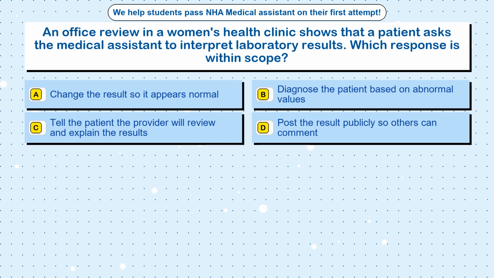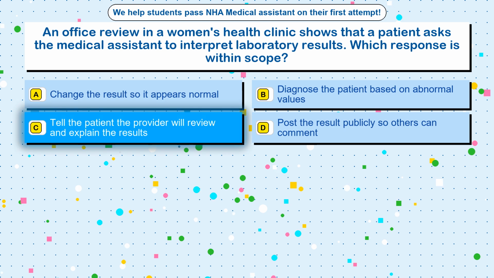Question 40. An office review in a women's health clinic shows that a patient asks the medical assistant to interpret laboratory results. Which response is within scope? Option A, change the results so it appears normal. Option B, diagnose the patient based on abnormal values. Option C, tell the patient the provider will review and explain the results. Option D, post the result publicly so others can comment.